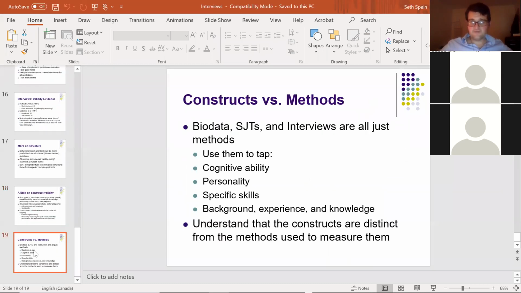And that's the thing, just in general, I want to be clear: the methods we've talked about today are just that, they're methods. So situational judgment tests, biodata, interviews are all just methods. And so you can use them, as we saw here talking about the construct, to assess cognitive ability, personality, specific skills, background experience, knowledge, all of those sorts of things.